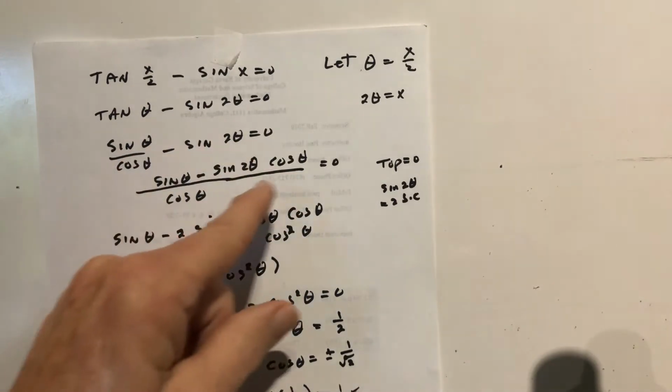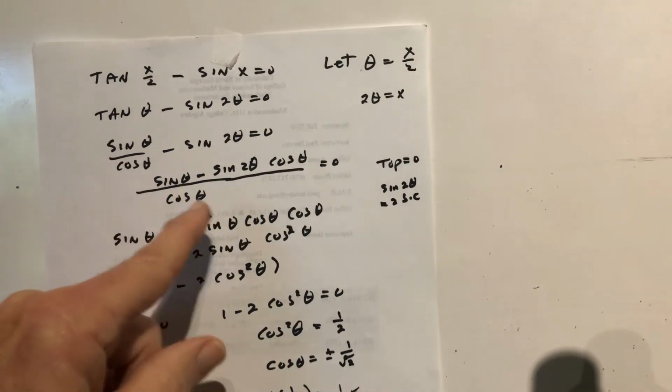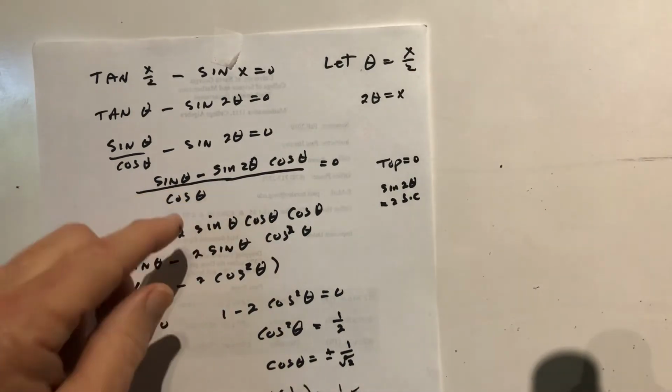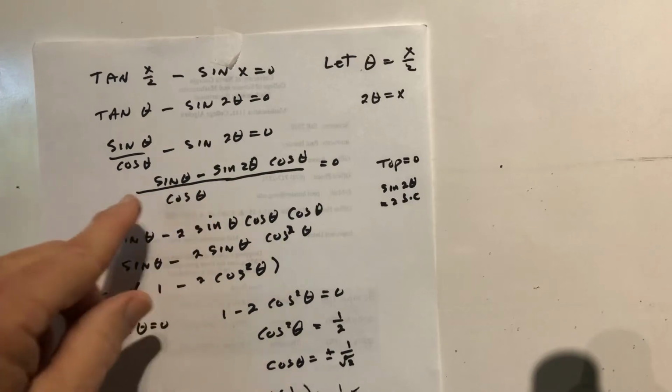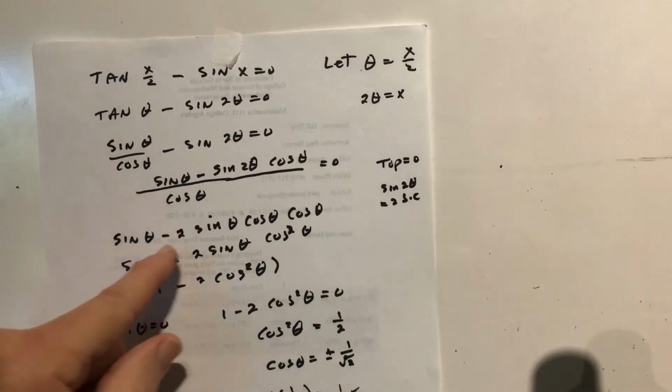Now, when you have a fraction equal 0, only the top has to equal 0, so you could ignore the bottom. The bottom cannot be 0 because you can't divide by 0. So don't try to solve the bottom, only solve the top. So let's take the top, and I wrote it down.